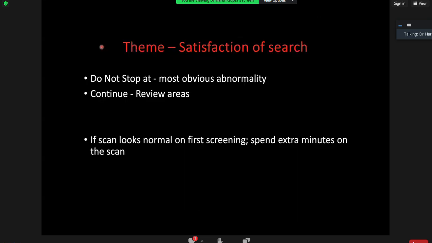So I already showed you examples. Do not stop at the most obvious abnormality. Continue with review areas. If the scan looks normal on first screening, spend extra time on it.